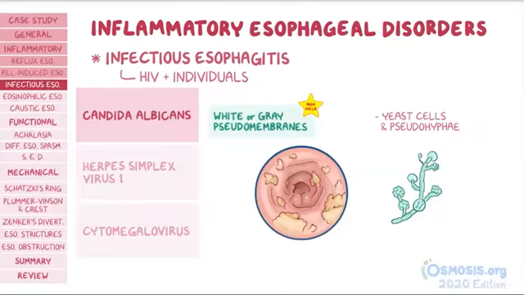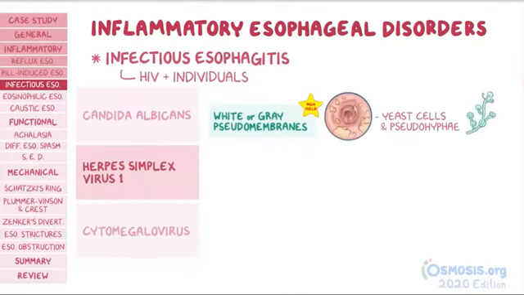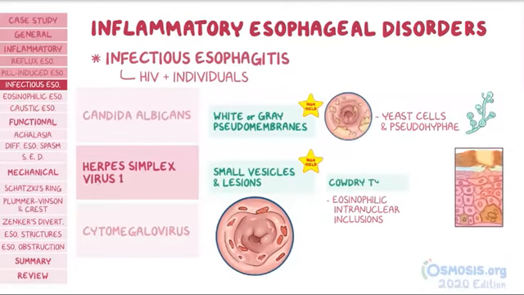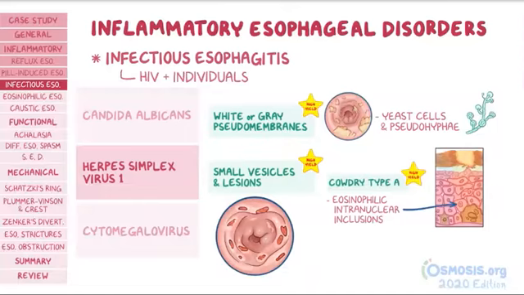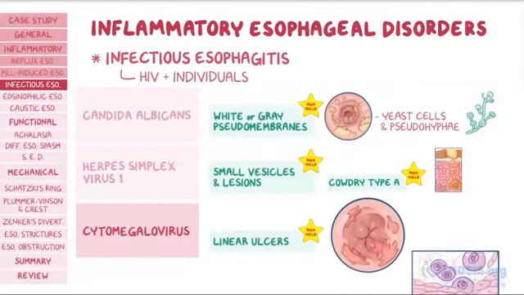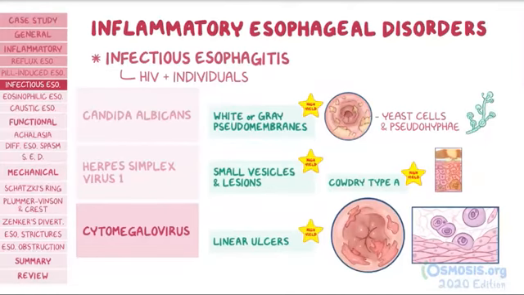With HSV esophagitis, a high-yield fact to remember is that an upper endoscopy will show small vesicles and lesions that look like small punched-out ulcers, while the histopathology reveals eosinophilic intranuclear inclusions in multinuclear squamous cells at the margin of the ulcer. For your exam, you have to know that these inclusions are called Cowdry type A inclusions. CMV esophagitis features linear ulcers on the upper endoscopy, while histopathology reveals both intranuclear and cytoplasmic inclusions.